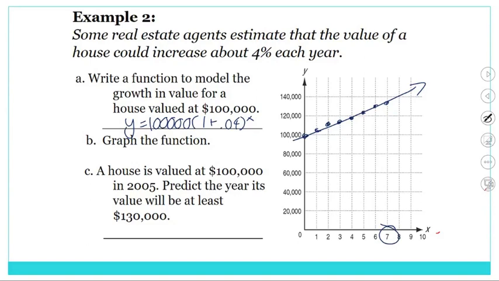So what year is that? We're not going to say year 7 because it's starting in 2005. 7 years past 2005 would be 2012. That'll be the first year that this house will be worth over 130,000.